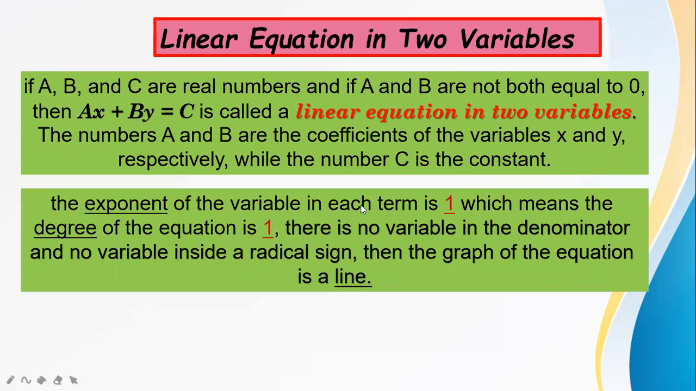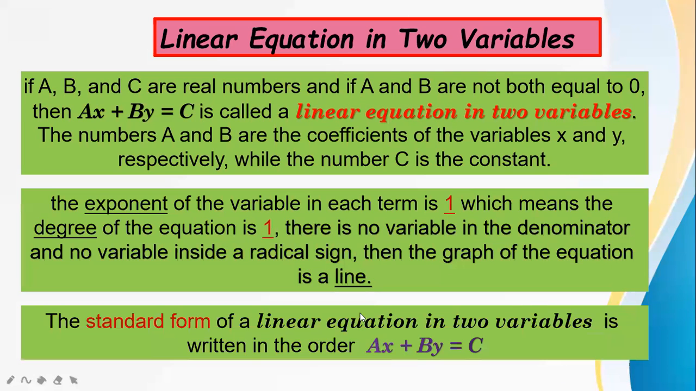The exponent of the variable in each term is 1, which means the degree of the equation is 1. There is no variable in the denominator and no variable inside a radical sign. Then the graph of the equation is a line. The standard form of a linear equation in two variables is written in the order ax plus by equals c.